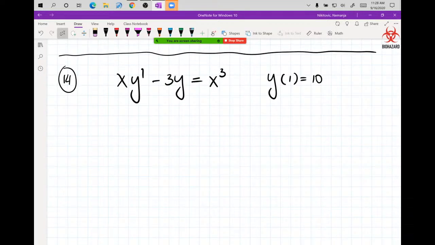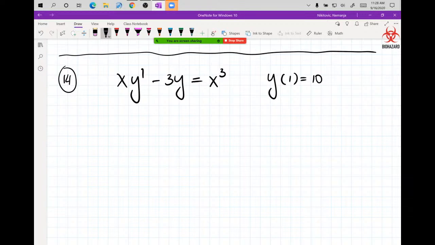So is this in a form for integrating factor? And the answer is no, it's not. It has this x in front of y prime. And that's no bueno, right? We need y prime alone. And the way to get rid of that x is to divide everywhere by x.